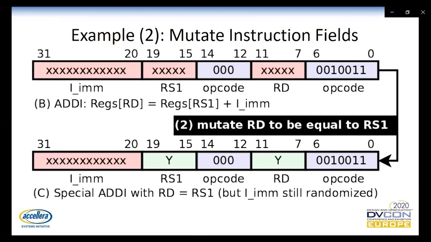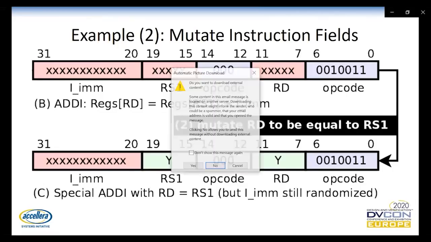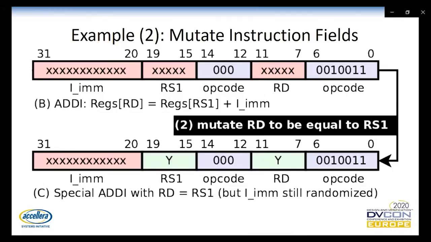Other rules reason about the register structure. For example, mutate the destination register to 0, since the 0 register is hardwired in RISC-V and thus a special case, or mutate the destination and source registers to be equal. This example is shown on this slide. Starting with the previous randomized instruction, as shown on the top here, we apply a mutation that changes RD to match RS1. Therefore, we obtain a special instruction as shown on the bottom.